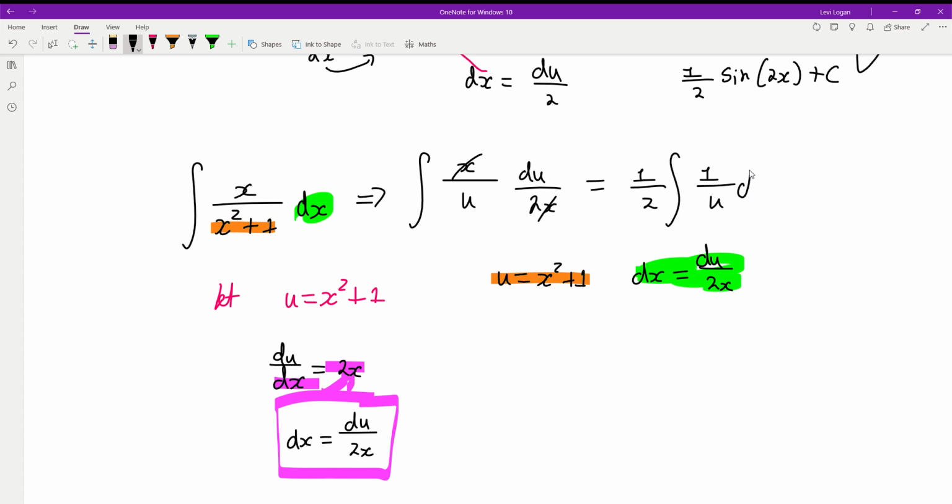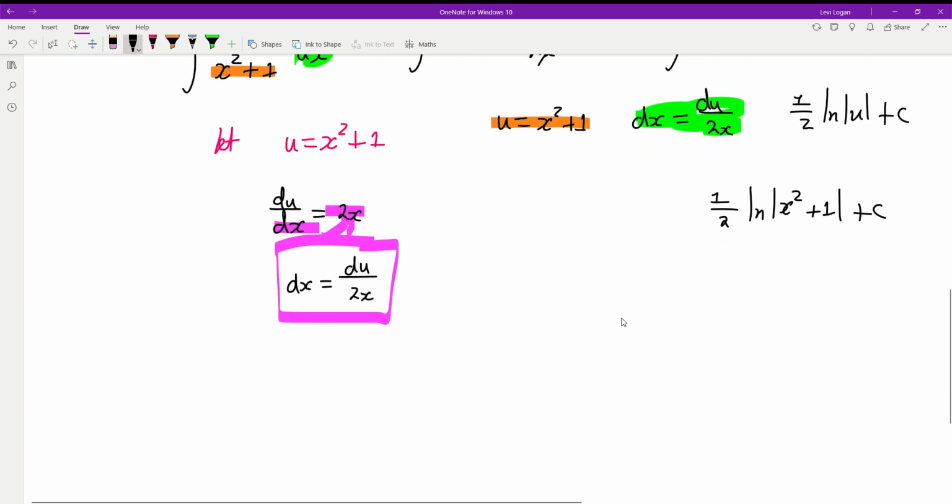1 on u du. And that's really easy to integrate. That's just going to be a half natural log of u plus c. And we remember what our u was, so the answer is a half natural log of x squared plus 1 plus c. Okay? Let's have a go at another example.